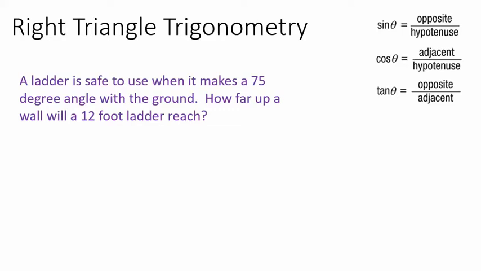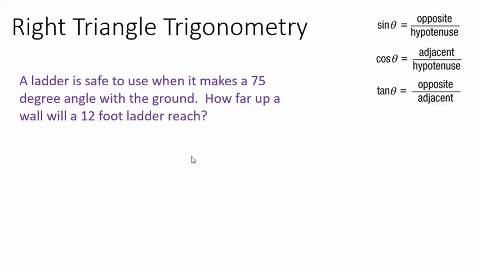In this video, we're going to look at using right triangle trigonometry to solve an application problem. And in this particular problem, we're not given a picture. So we are going to have to come up with the picture and then figure out how we want to solve it. A ladder is safe to use when it makes a 75-degree angle with the ground. How far up a wall will a 12-foot ladder reach?